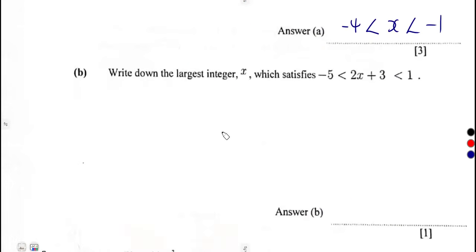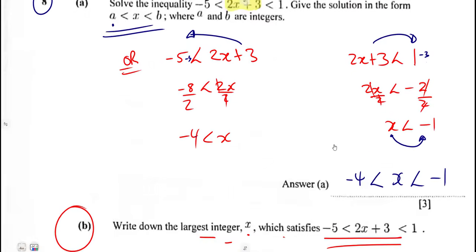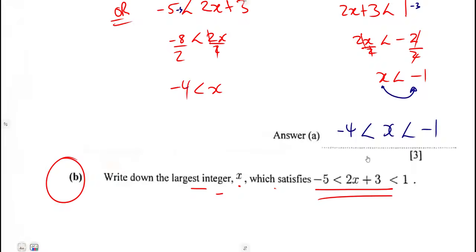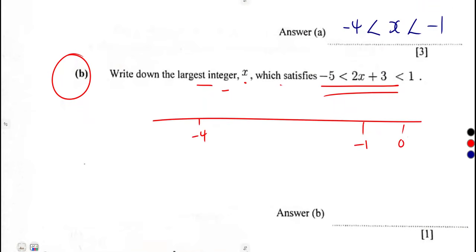Then on B, write down the largest integer x which satisfies this inequality. As we can see, this inequality is the one that we solved before, and this is our final answer. So what is the largest integer in between? We can use our number line concept. This is negative 4, and we've got negative 1 here. 0 is going to be on the other side. Minus 4 and minus 1 are not part of the solution, from the sign that you're given.